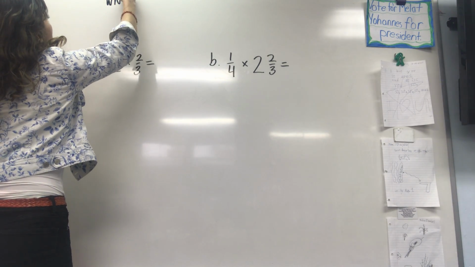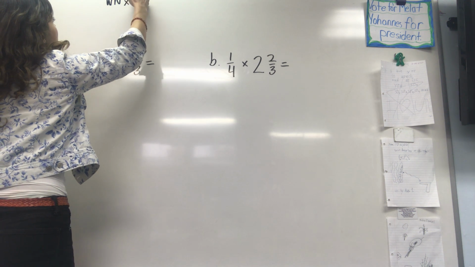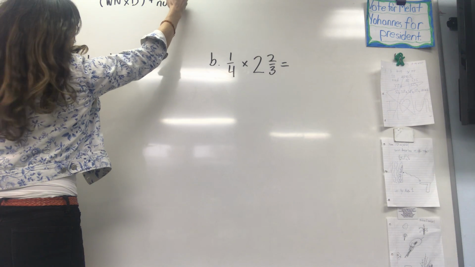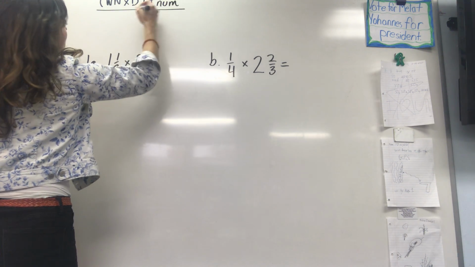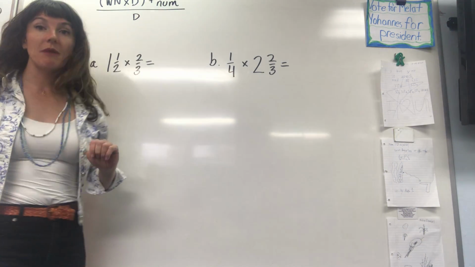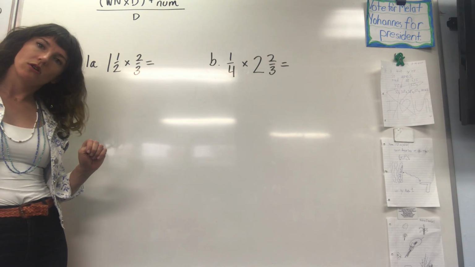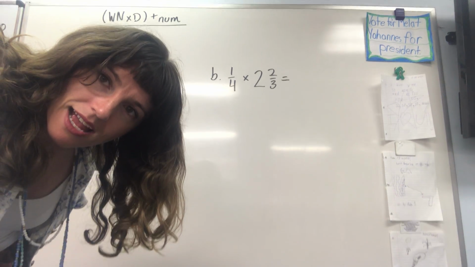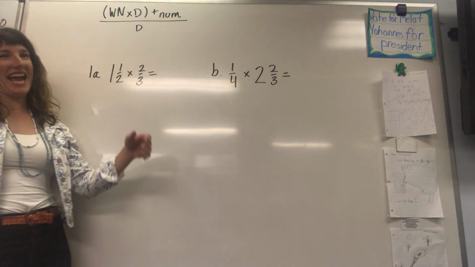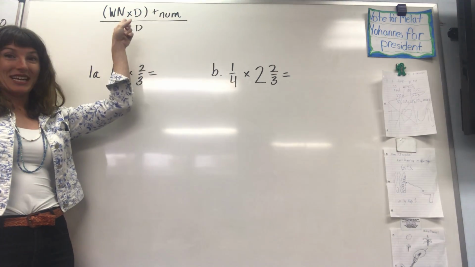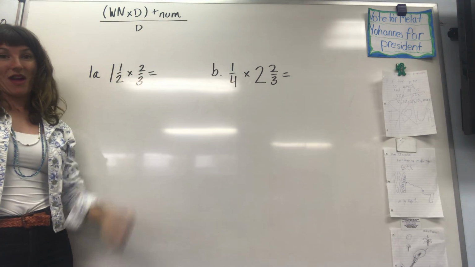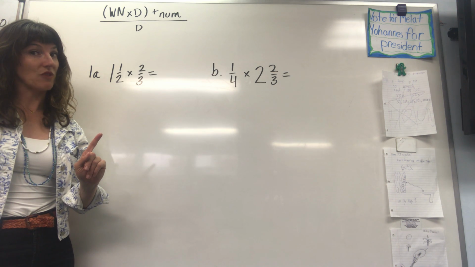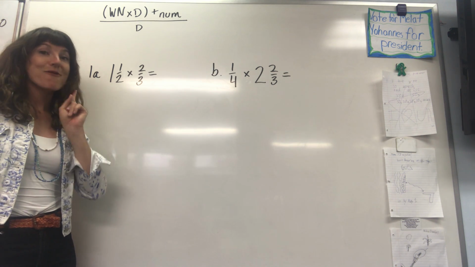Whole number times denominator in parentheses plus numerator all over denominator. Okay, remember that? I wrote that a little too high. There we go. Whole number times denominator plus numerator all over denominator. Okay, that is your formula for changing a mixed number into a fraction. We will need to do that first.